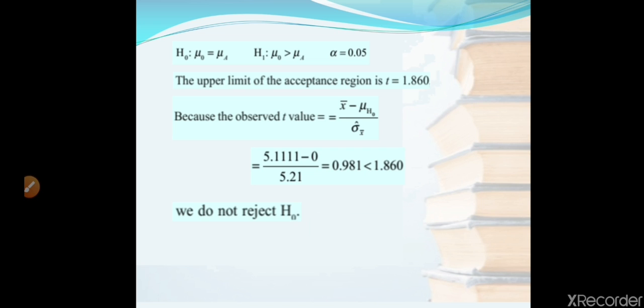We do not reject the null hypothesis, which means that mu naught is equal to mu a, meaning the price of both the computers on the average is the same, or we can say that the OK Data printer is not more expensive than the Epson printer. Thank you.